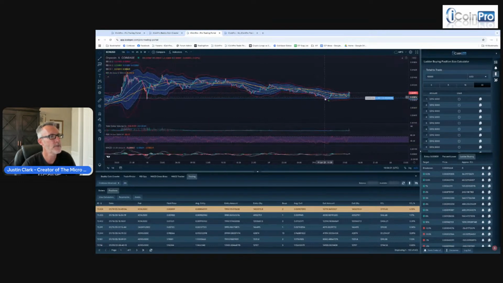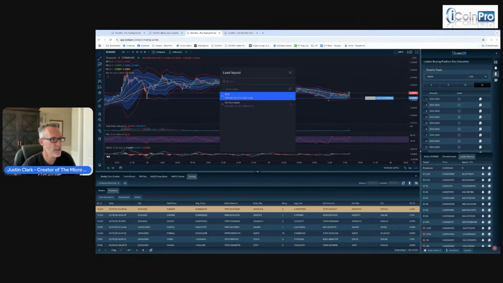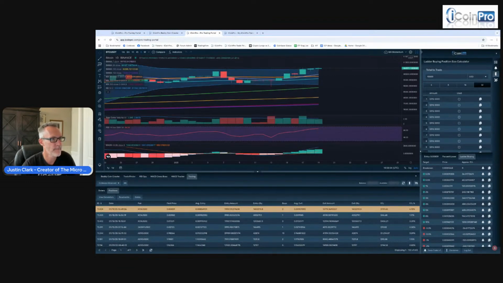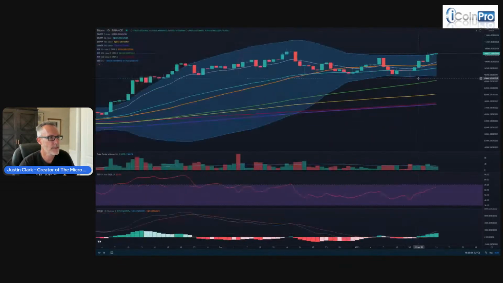Now, for those who have the iCoinPro trading portal, you can actually load this chart layout right here. You click on that and then click on MA Momentum, and it's going to pull this up for you. All right, so let's take a look at what's going on here.